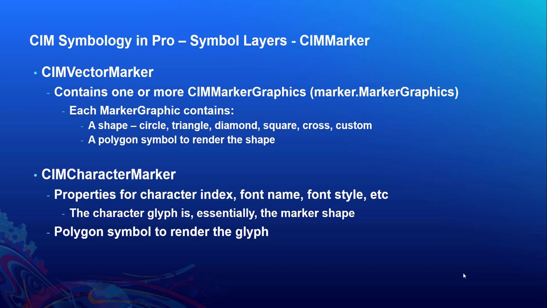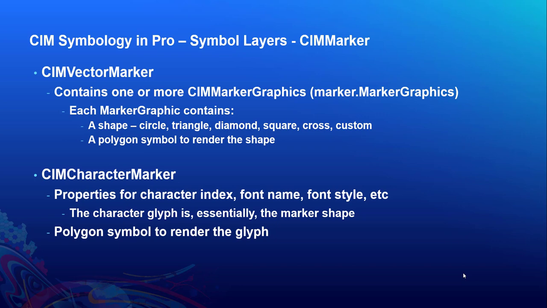Sim vector marker, it contains one or more sim marker graphics in a marker graphics array. Typically, there's only one, but you can have many. Each marker graphic contains the shape of the marker, and the polygon symbol to render it. The shape can be a predefined shape, circle, triangle, diamond, square, whatever, but it can also be completely custom. And the polygon symbol can be any polygon symbol.